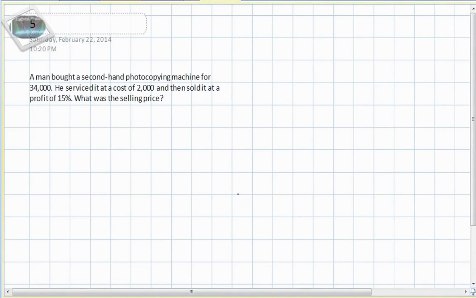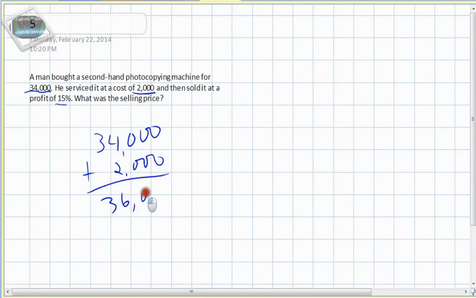Alright, so first we need to look at this and say, alright, so he made a profit of 15%. What is he making that profit off of? If he's going to make a profit, he's going to make a profit of however much he spent on it. So he spent this much to buy it and this much to fix it up. So in total, he's already spent this much, the $34,000 plus the other $2,000. Okay, so he's spent $36,000, and then he's going to make a profit of 15% off of this.